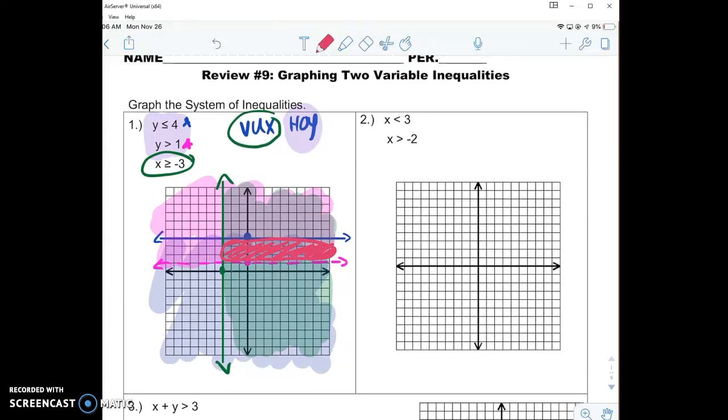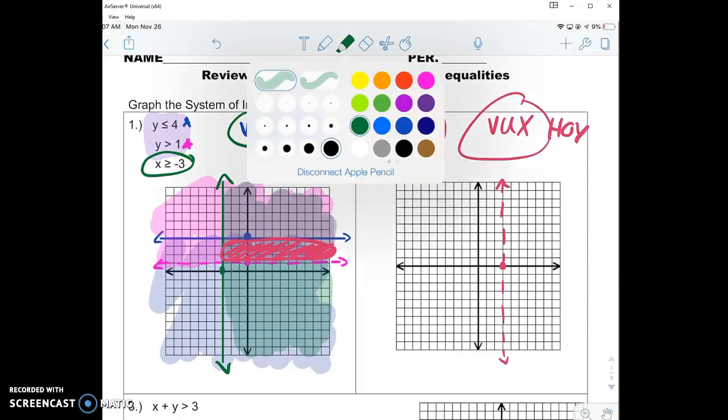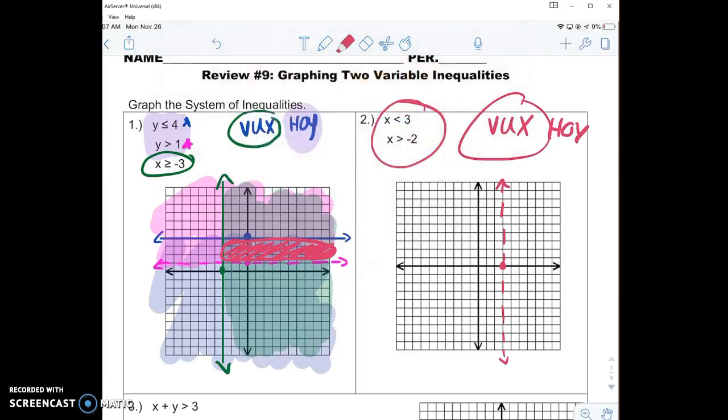Number 2, x is less than 3 and x is greater than negative 2. I'm going to start by noting that these are both x equals equations, so they are both vertical lines. I'm starting at where x is 3 and I need a dotted line. And x is less than positive 3. Less than is everything to the left.